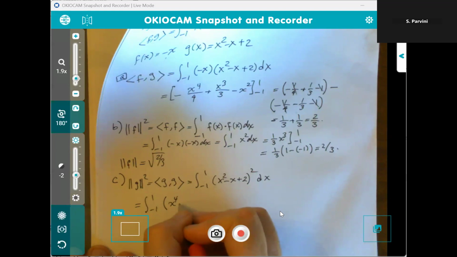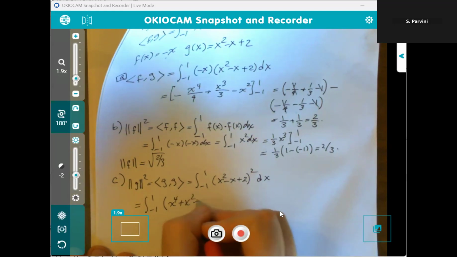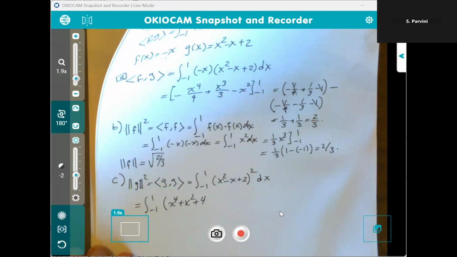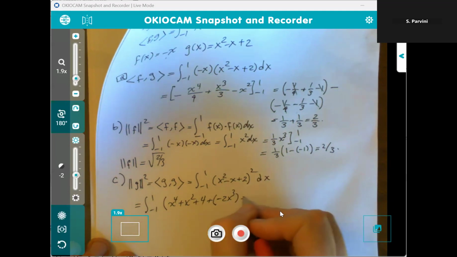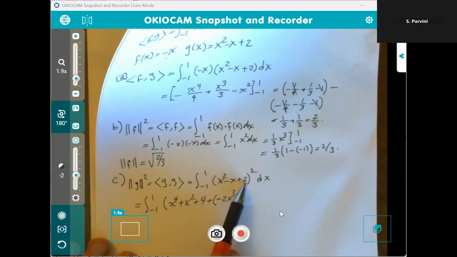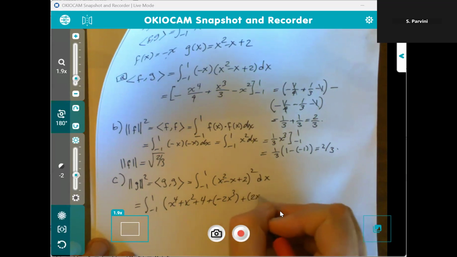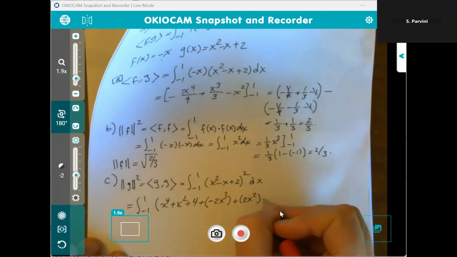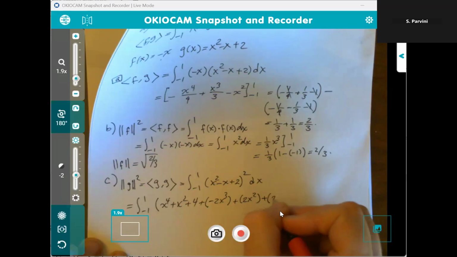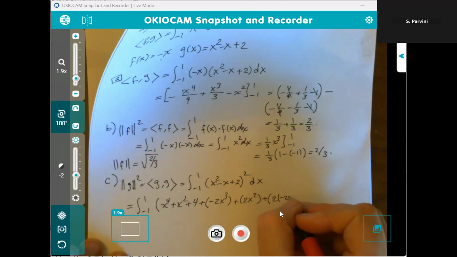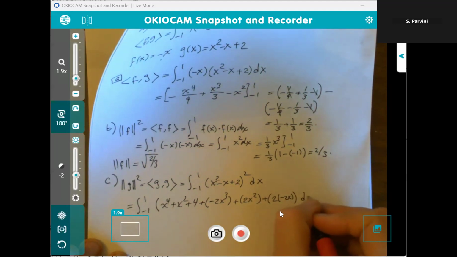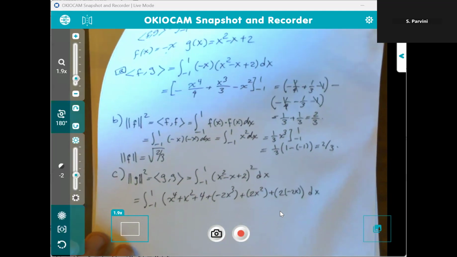Square the first one, plus square the second one, plus square the last one. That's each of them squared. And then we go plus twice first by second. So it's going to be -2x cubed plus twice first by third. That's going to be twice x squared. And then plus twice second by third. Well, 2 times -x is -2x. And there you have it, dx.